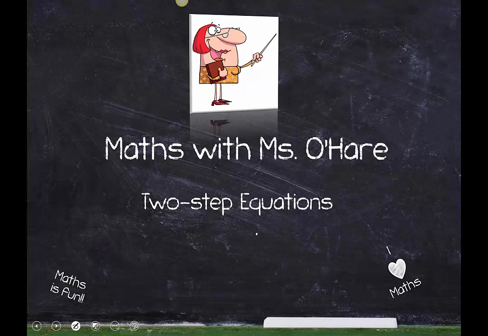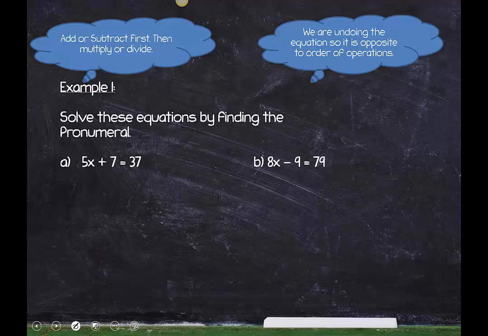Two-step equations. So we've done one-step equations. Two-step equations are just an extra step involved. The hardest thing is knowing where to start. So where do we start with two-step equations? Well, we're undoing the equation.